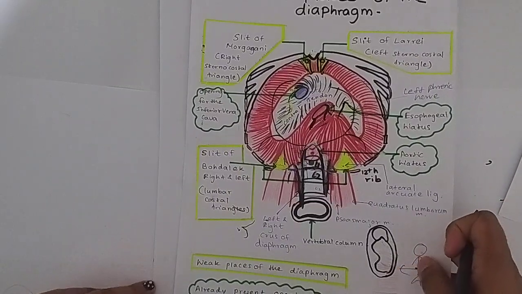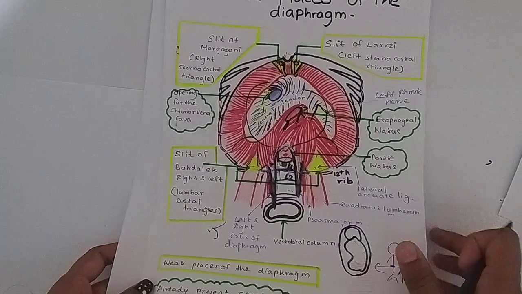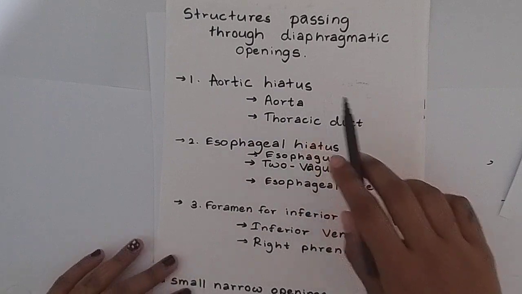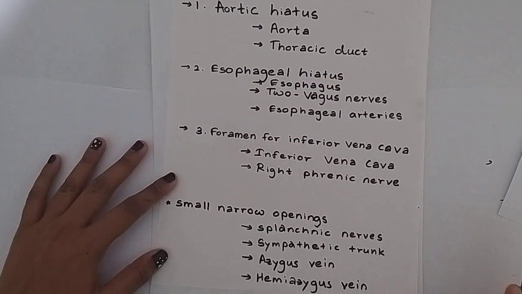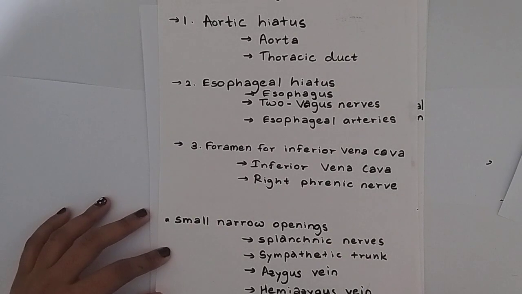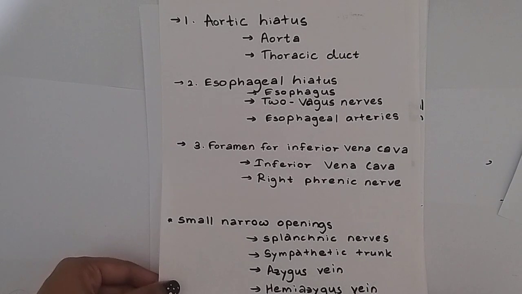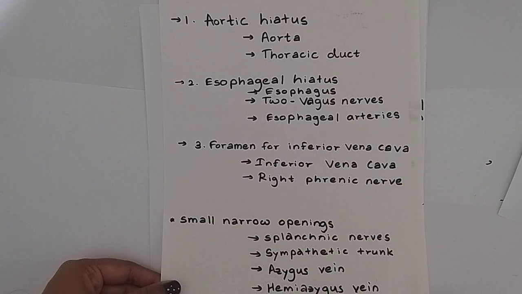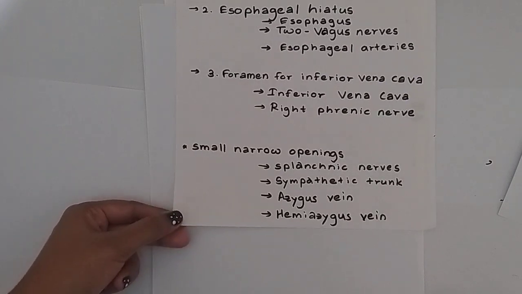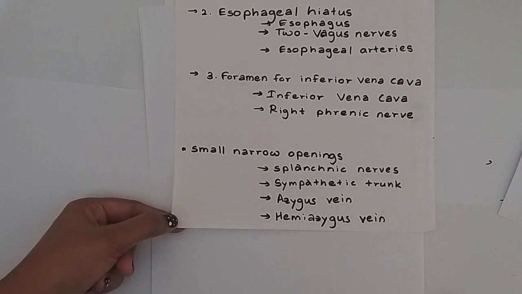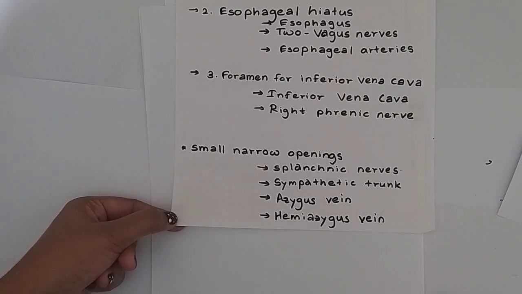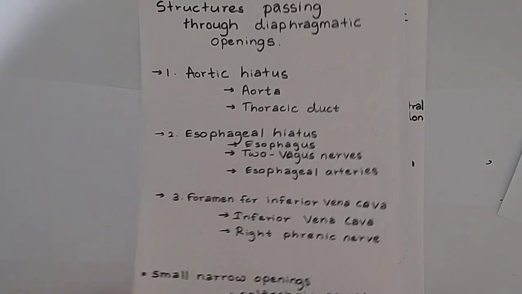I will show you the note for the openings. Here, structures passing through the diaphragmatic openings, right? The aortic hiatus gives passage to the aorta and the thoracic duct, and the esophageal hiatus to the esophagus, two vagus nerves, and esophageal arteries. The foramen for the inferior vena cava gives passage to the inferior vena cava and right phrenic nerve. The small narrow openings I mentioned just now give passage to the splanchnic nerves, actually both greater and lesser splanchnic nerves, and the sympathetic trunk, azygous vein, and hemiazygous vein, right?